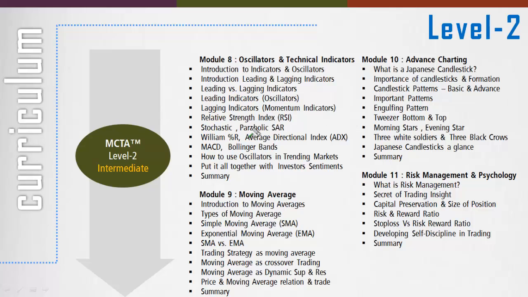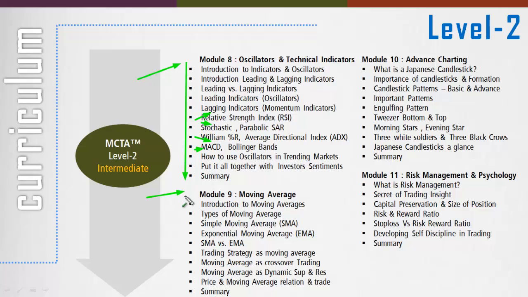In level 2, these are the topics we are covering in this module 8. See, these are the indicators we are covering: lagging, leading, difference between lagging and leading, at what time we should use lagging and at what time we should use leading indicator, and how we should combine these leading and lagging, and what are the indicators we are using, like RSI, stochastic, parabolic, Williams percentile. These are the few indicators we have mentioned here. There are other indicators also we haven't mentioned in here.